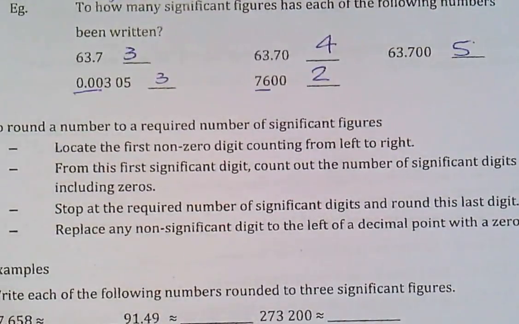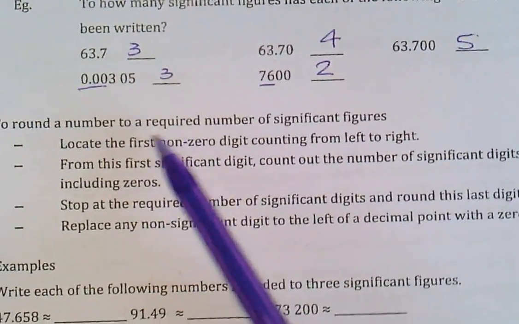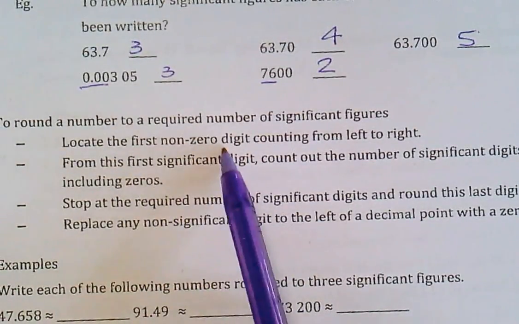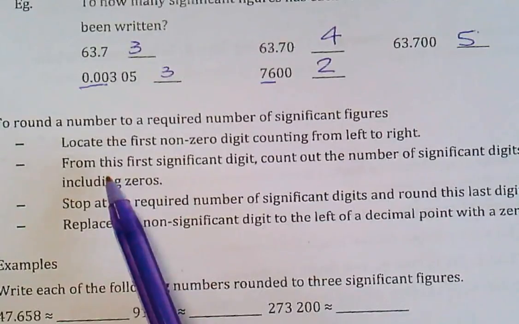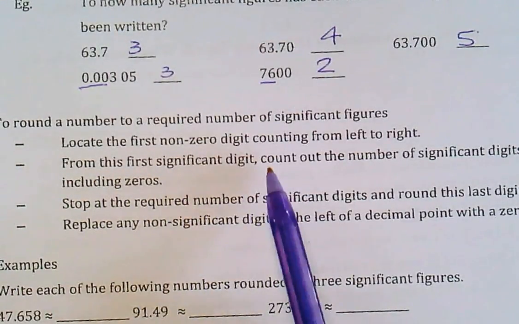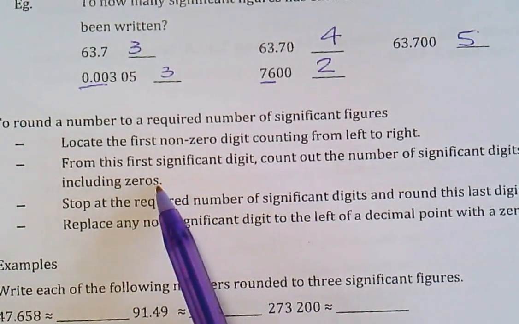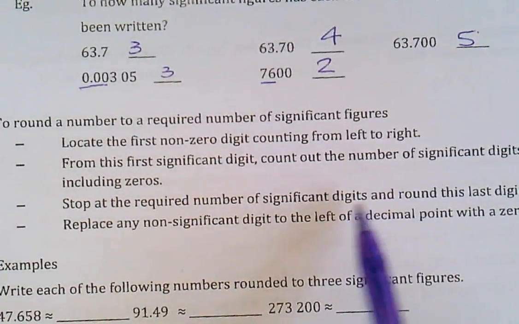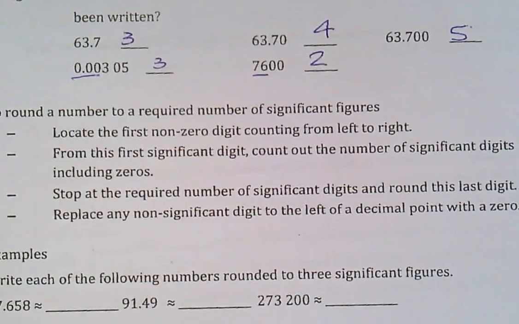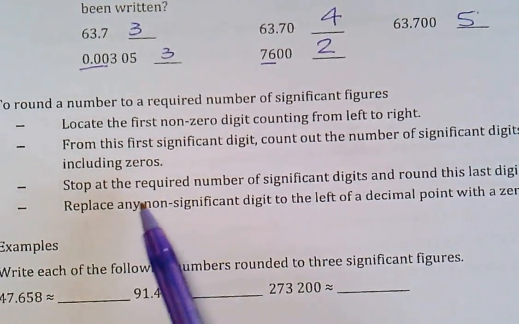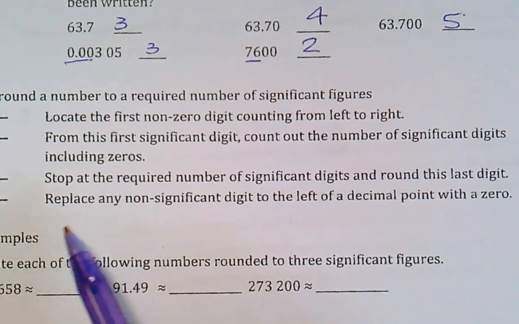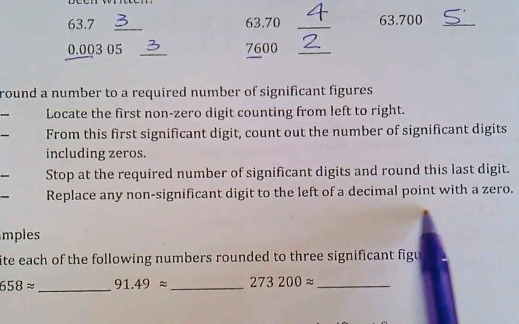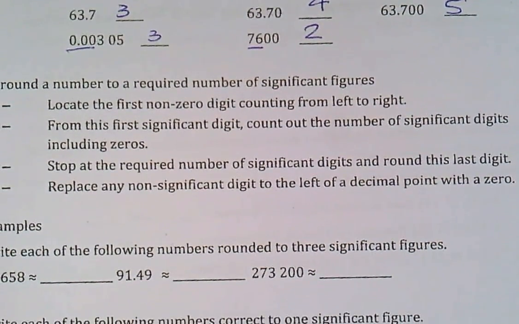All right, next. To round a number to a required number of significant figures, this is what we do. Find the first non-zero digit from left to right. From this first significant figure, count the number of significant digits, including zeros. Stop at the required number of significant digits. Round the last digit. It's a lot of rules. The best way to do it is with examples. And replace any non-significant digit to the left of a decimal point with a 0.